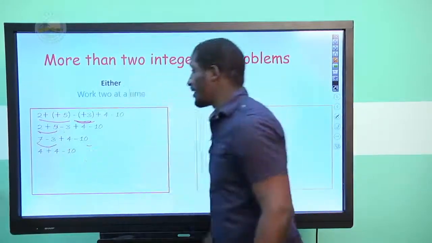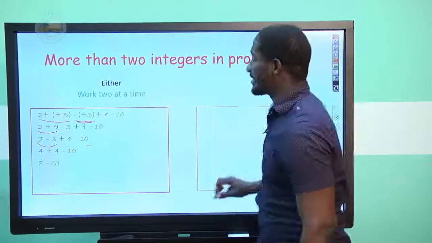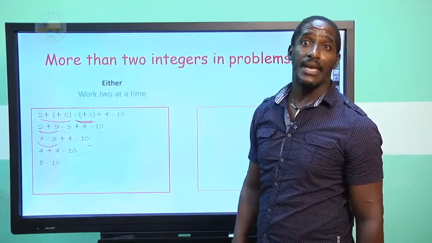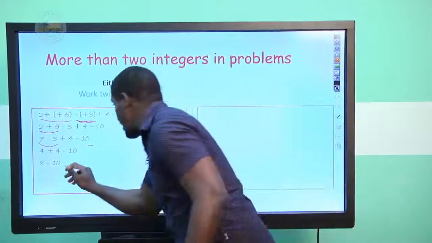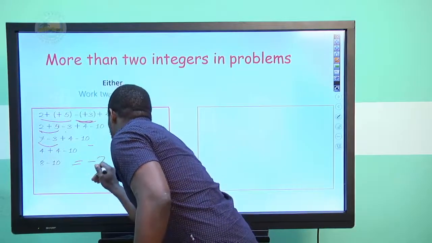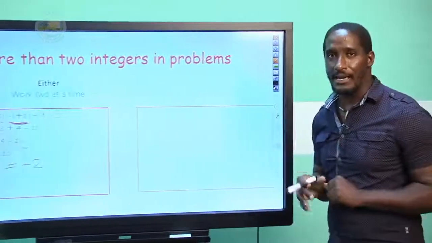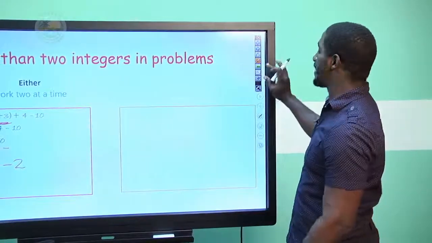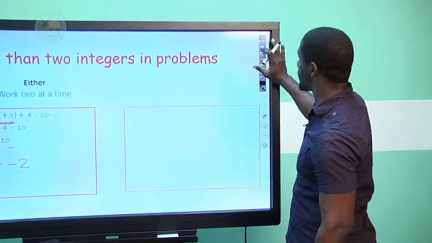Write back everything else that comes after. 4 plus 4 is 8. And write back everything else that comes after. 8 minus 10. 8 minus 10, remember that rule. 8 minus 10 is going to give me negative 2. Signs on the numbers are different. We subtract the smaller number from the bigger number and carry the sign of the bigger number.